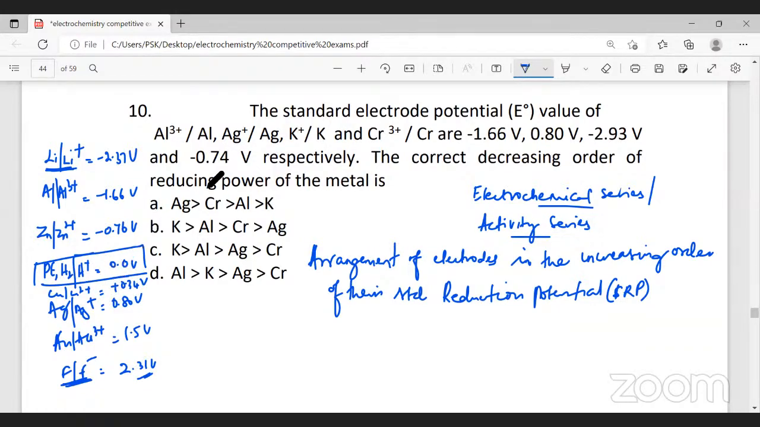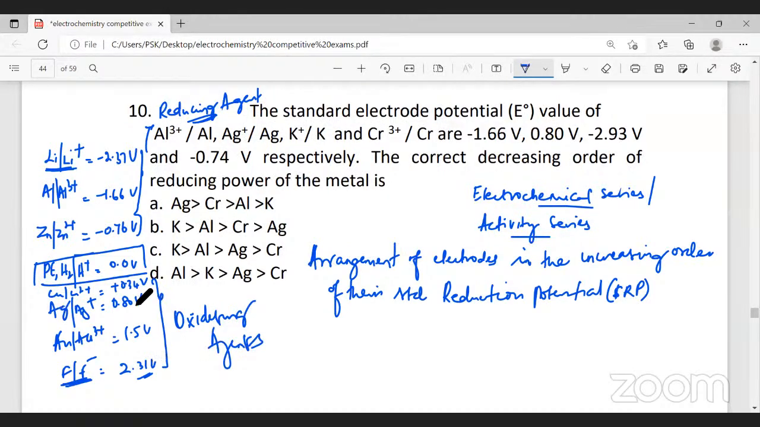The electrodes which are placed above hydrogen act as very good reducing agents. What do you mean by a reducing agent? Any metal which undergoes oxidation will be called a reducing agent. So all these electrodes which have negative potential will undergo oxidation very easily. Therefore, they are all called reducing agents. Electrodes which are placed below are called good oxidizing agents. Why are they called good oxidizing agents? Because they will undergo reduction easily.